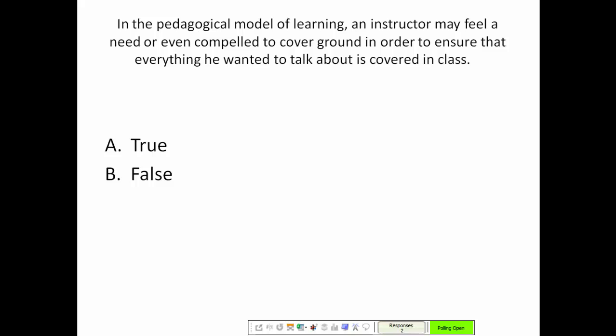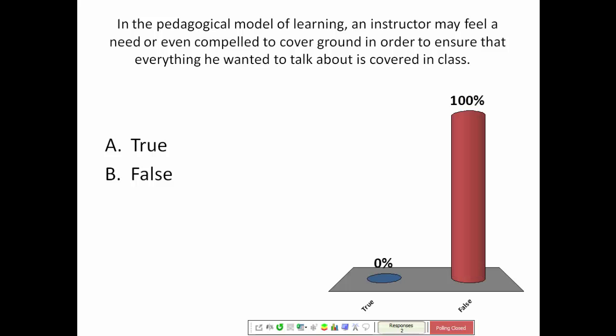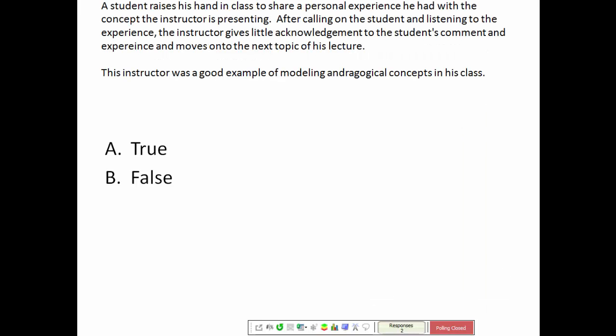So both students have responded, and we can see that both students correctly answered false, which is the correct answer. Next question.